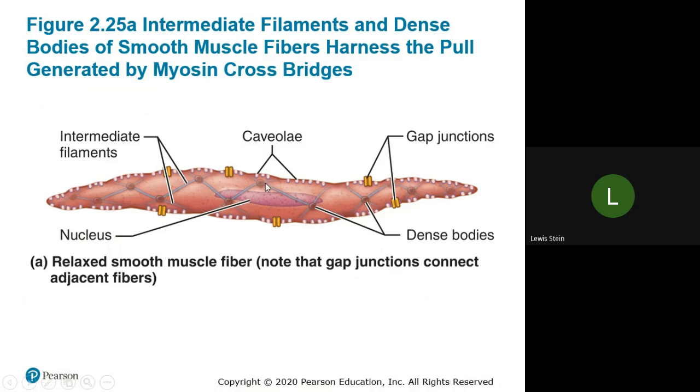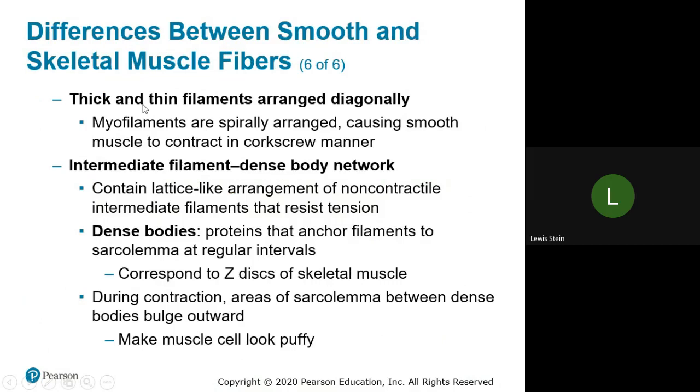the contraction. Multiple caveolae. So the thin and thick filaments, rather than being arranged in a linear or parallel fashion, are much more diagonal or spiral arranged. So it corkscrews. So it twists. And when doing so, you're going to see it changes. The lattice-like arrangement of the intermediate filaments are there to resist tension. The dense bodies anchor. And the Z discs, really, for lack of a better way to describe it, are anchors.